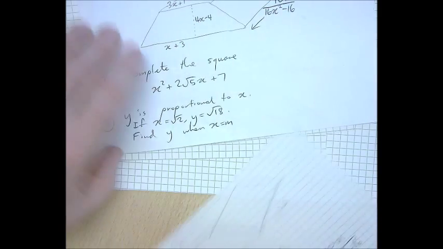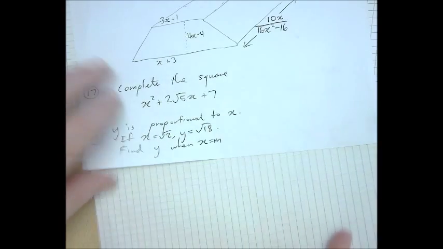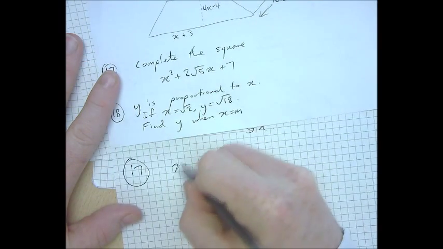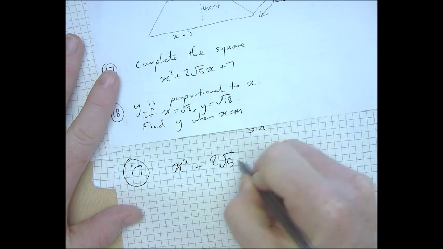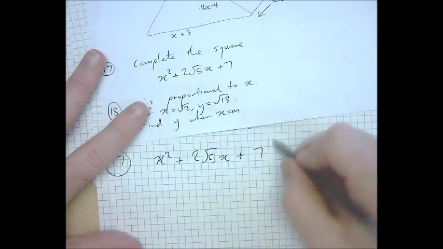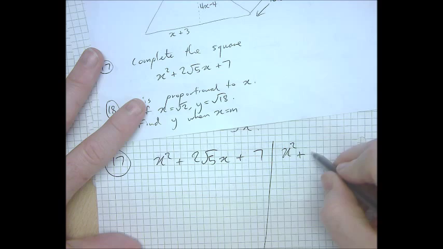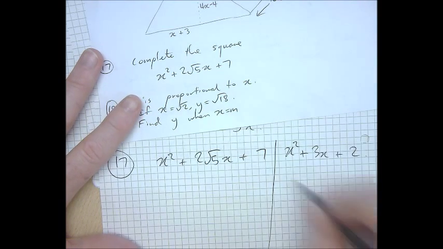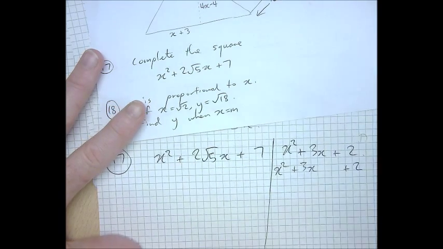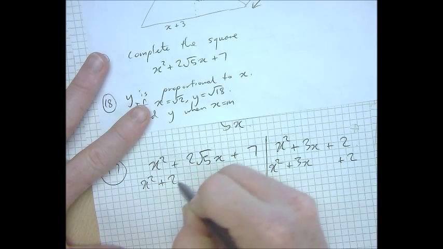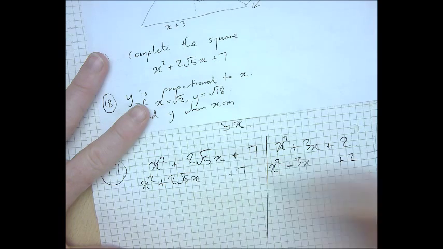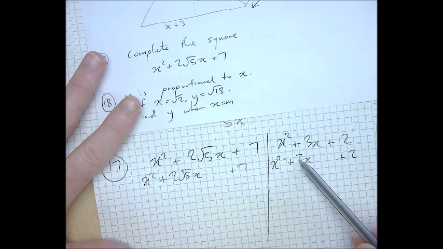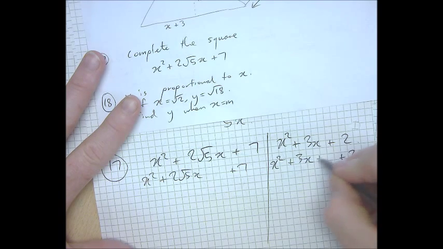Okay, now complete the square on x squared, so 17, x squared plus 2 root 5, x plus 7. So, simpler version, x squared plus 3x plus 2. So what do I do? Well, I bump out a third position, so I'm going to do that here as well. Now you fill the third position. How do you fill the third position? You halve this, and then you square it. Half of 3 is 3 over 2. Square that, you get 9 over 4.